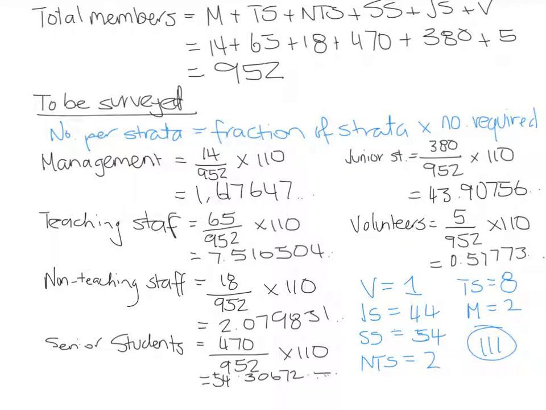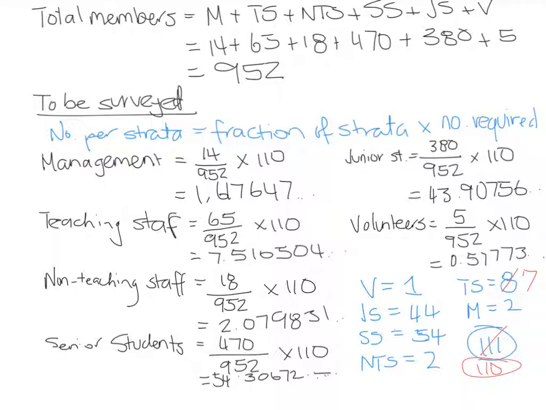So what I'll do is go back and change teaching staff to 7, and that will leave me with 110, which is what I want. I've just run out of room to actually do the addition calculations for you.